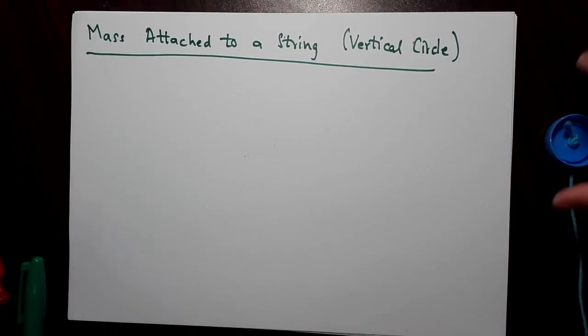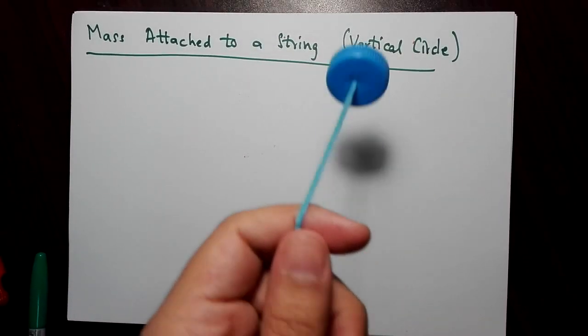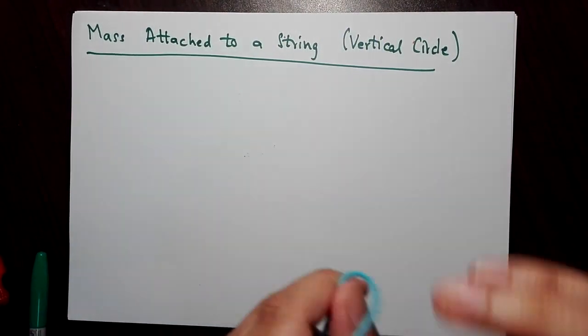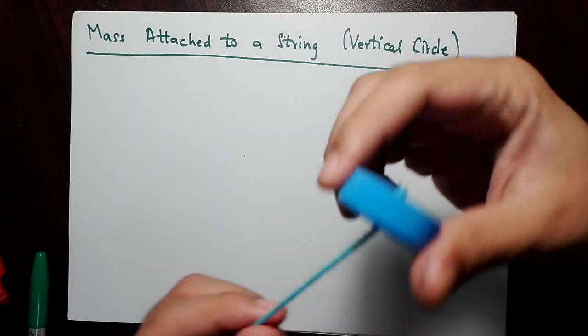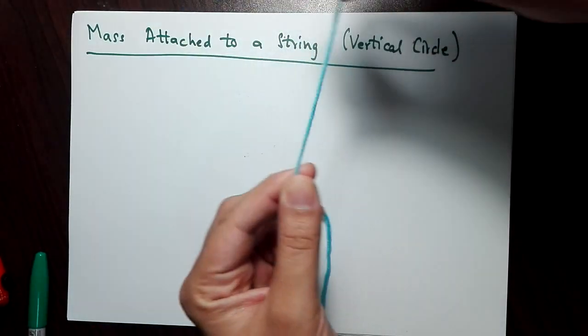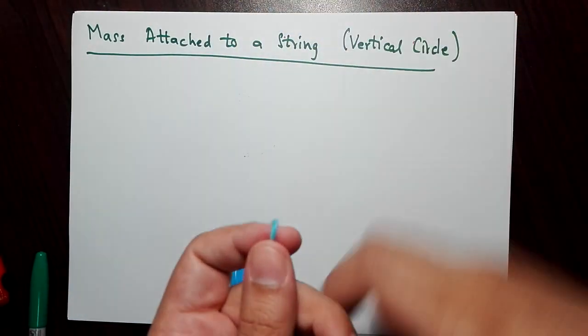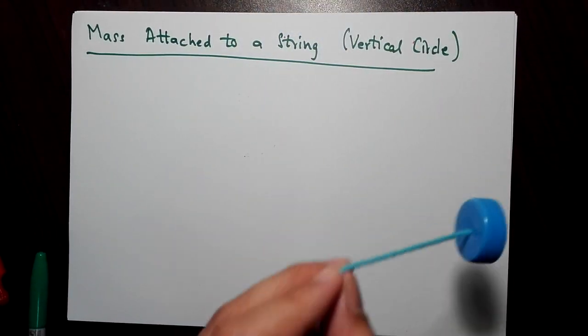Hey guys, let's discuss the problem of a mass attached to a string that you're rotating in a vertical circle. On the screen, it's going like this, in a vertical circle. So when you rotate it in a vertical circle, right?